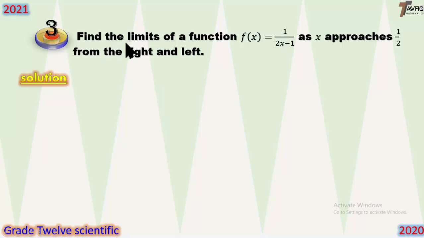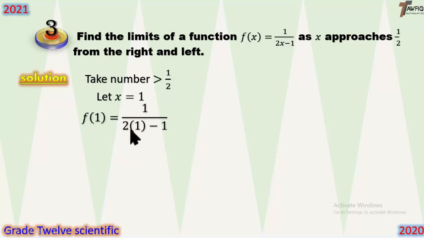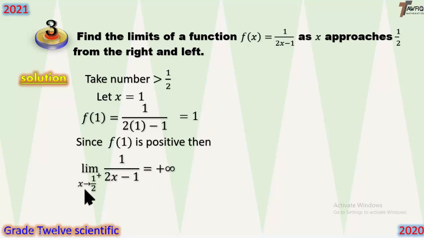Example number 3. Find the limit of the function f of x equals 1 over (2x minus 1) as x approaches 1 over 2 from the right and from the left. Take a number bigger than 1 over 2. Let it be 1. f of 1 is 1 over (2 times 1 minus 1), which equals 1. It's bigger than 0. Therefore, f of 1 is positive and the limit from the right is positive.